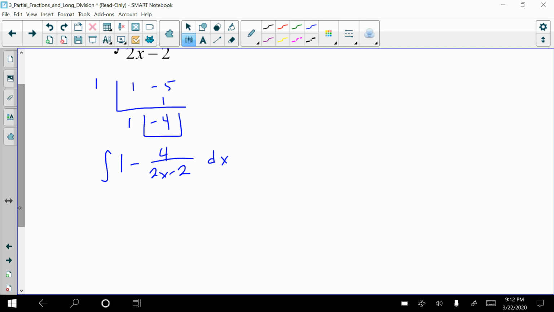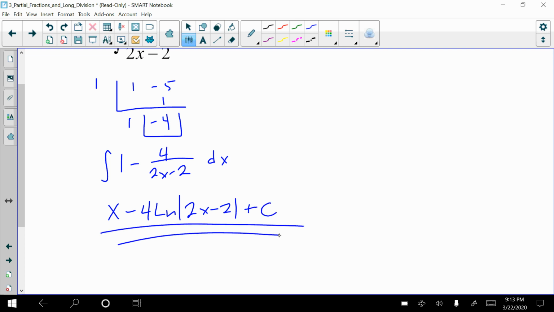So the antiderivative of the constant will give me 1x. The antiderivative of the ratio will give me a negative 4 times the natural log of 2x minus 2, plus a constant because we're doing an indefinite integration.